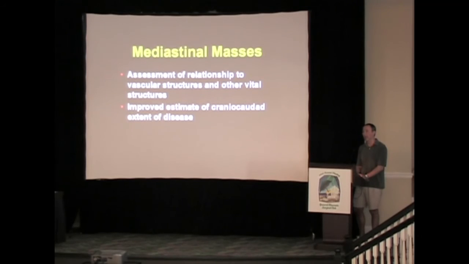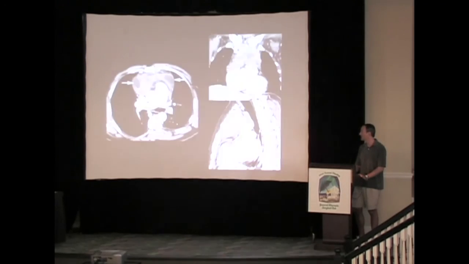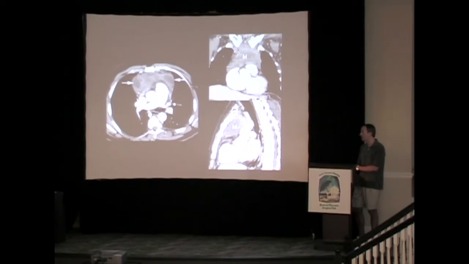What about mediastinal masses? Well, again, similar to central lung cancers, you're going to want to know the relationship of the mass to critical vascular structures and also to determine the craniocaudal extent of disease. This is a patient with an aggressive thymic neoplasm, and certainly you get an idea of its extent on the axial image, but very quickly with the coronal and sagittal, you have a nice display of the overall craniocaudal extent of the lesion and its relationship to major structures.